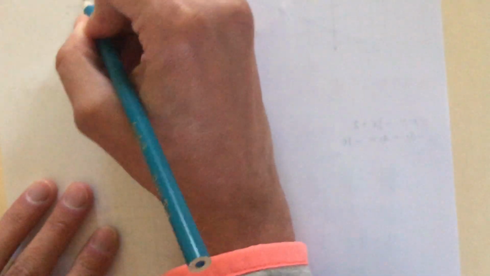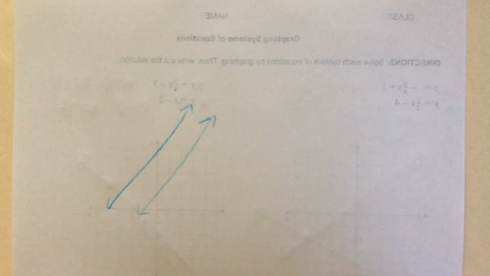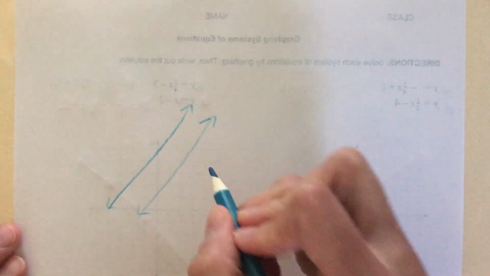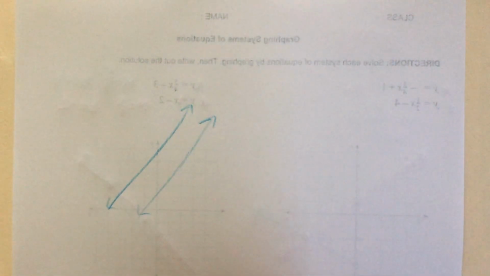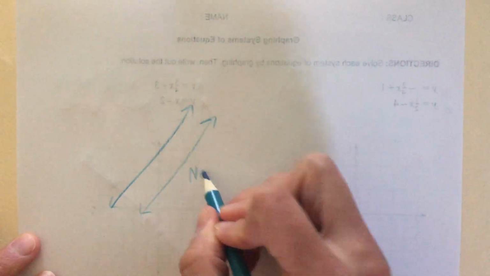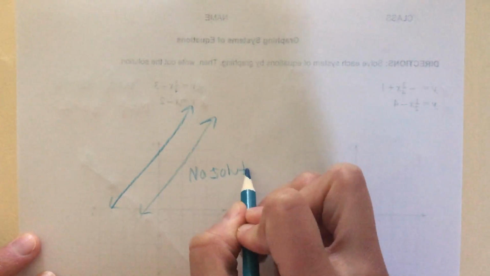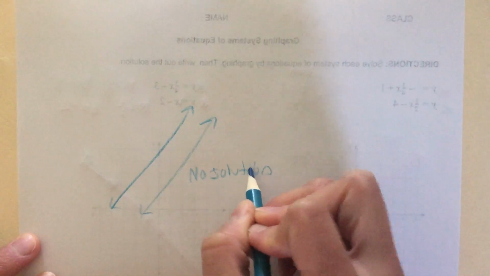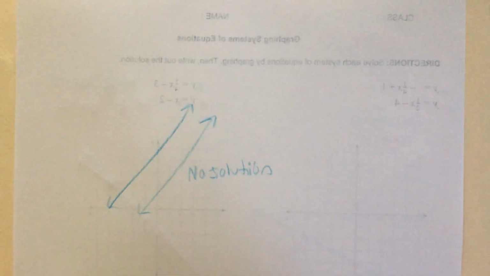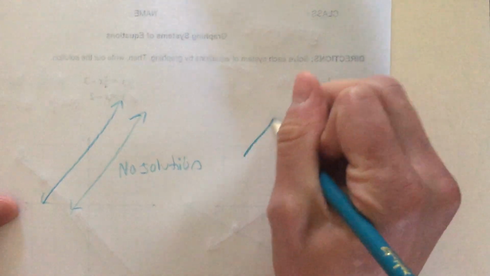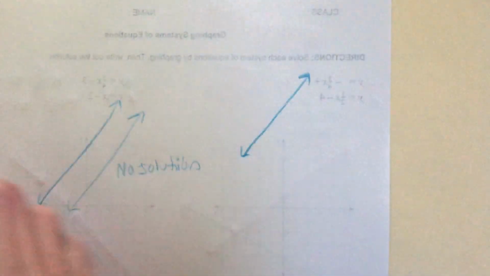if your lines end up looking like this, that means they're parallel. Those lines are never going to intersect. And so what that means is that both of these lines won't have the same point in common. That means there's no solution to this system of equations. So that means no point can be plugged into both of those equations and come out true. So there's no solution.